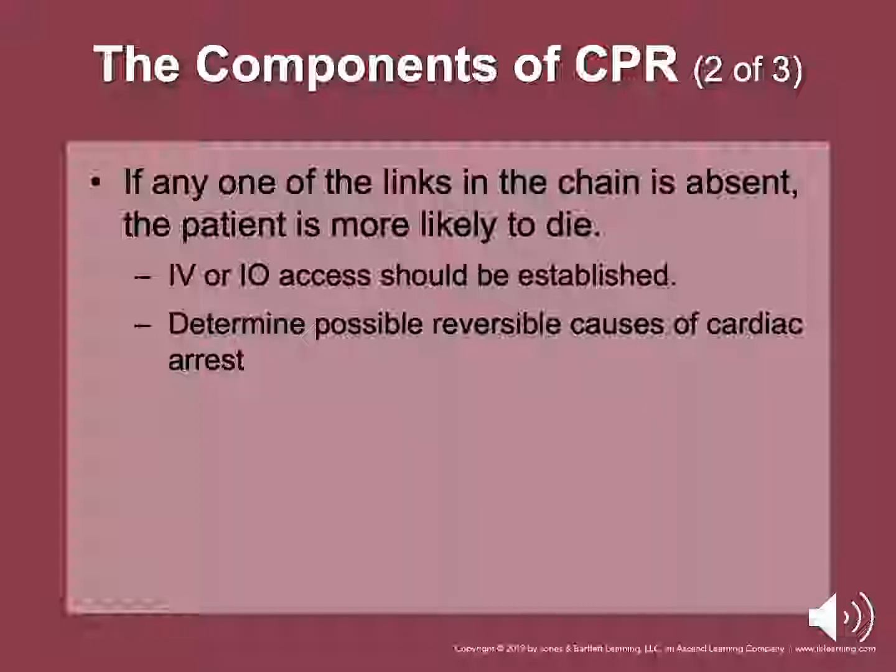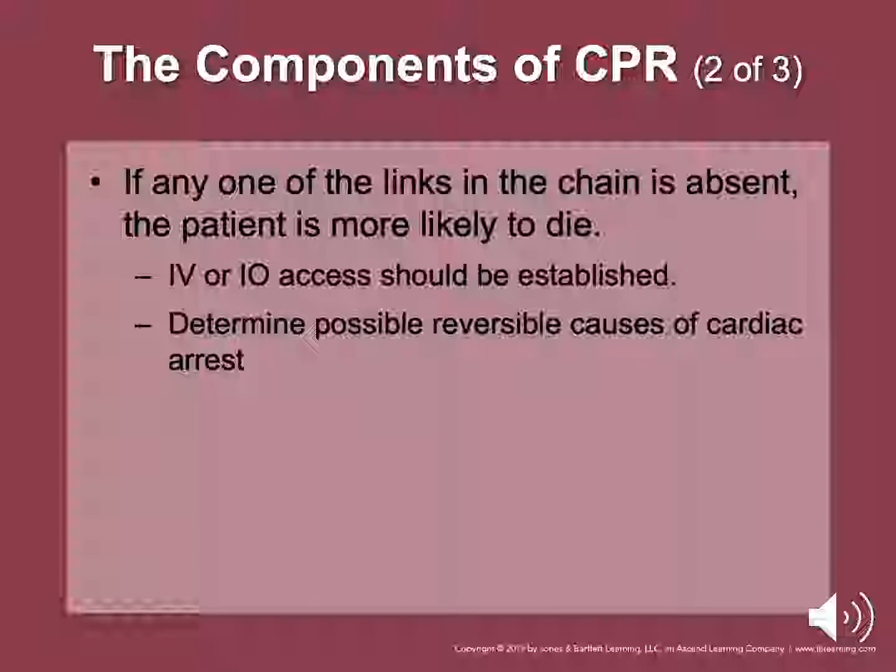Let's talk about the 5 H's and 5 T's mnemonic. This is described by the American Heart Association to determine possible reversible causes of cardiac arrest. I highly recommend you start to know these, so that if you get into a cardiac arrest situation and you're trying to figure out what's going on, you can think of something you may have missed. Think about the 5 H's and 5 T's. Highlight these in your book.